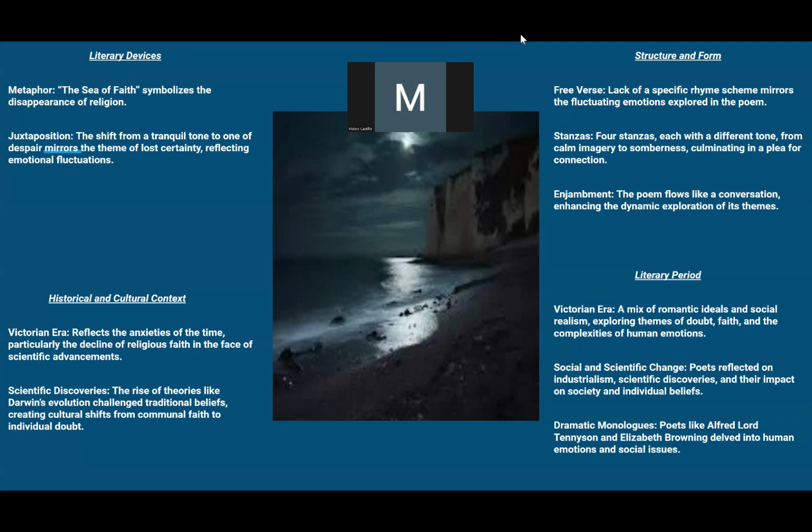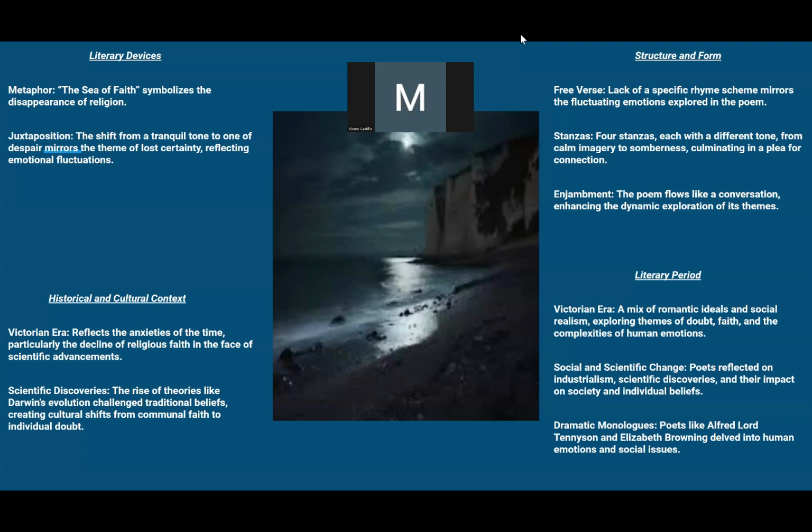This poem is a free verse poem, as it lacks a specific rhyme scheme and mirrors the fluctuating emotions explored in the poem. There are four stanzas, each with a different tone, ranging from calm imagery to somberness, culminating in a plea for connection.